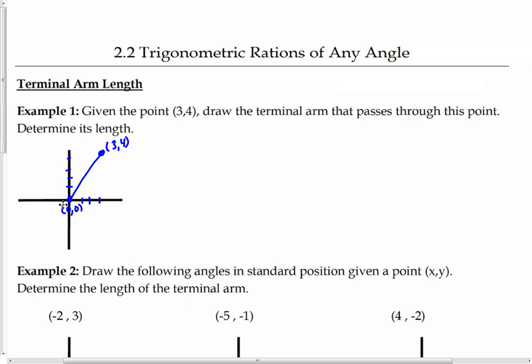Let's see here. Yeah? Jamie? You can. We can make a right triangle here. What would be the height? 4. And the base is 3. So we can use the Pythagorean theorem. We know c squared equals a squared plus b squared. c squared equals 3 squared plus 4 squared.